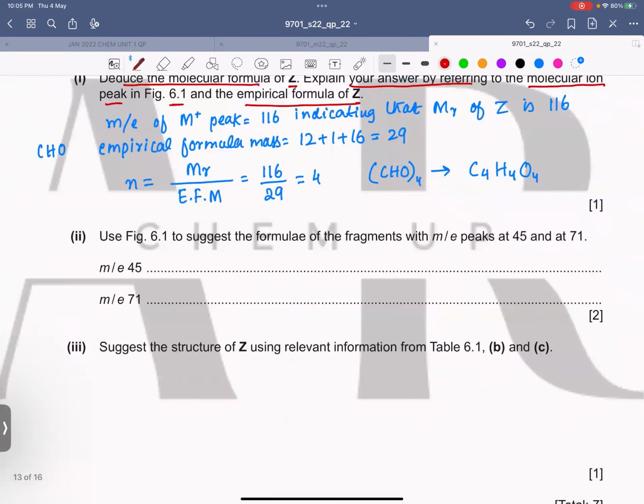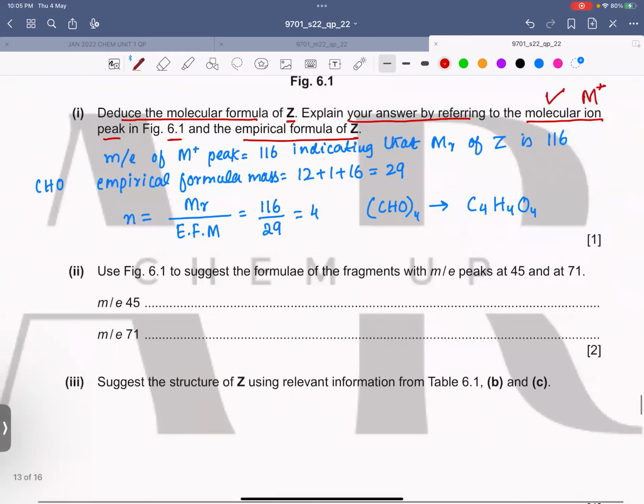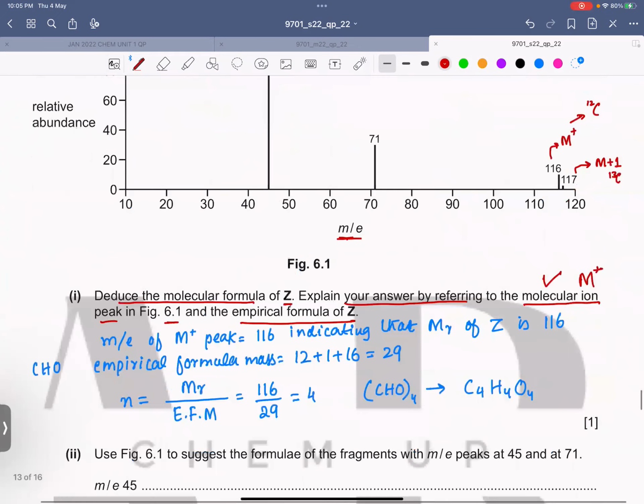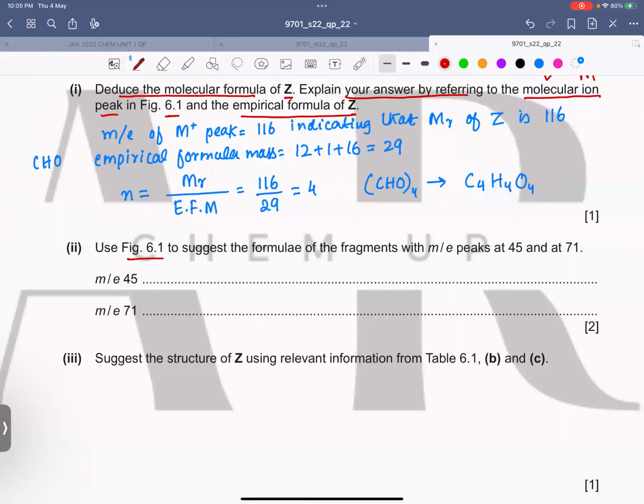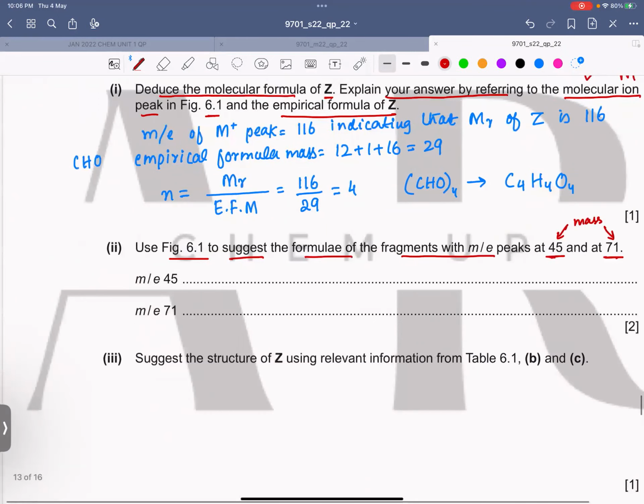Now, in the next part, part 2 of C of question number 6, use figure 6.1 to suggest the formula of the fragments with mass over charge peaks at 45 and 71. So it means the fragment that we are getting at mass over charge 45 would have a mass of 45, and the one at 71 would have a mass of 71, right? So we have to figure it out too.